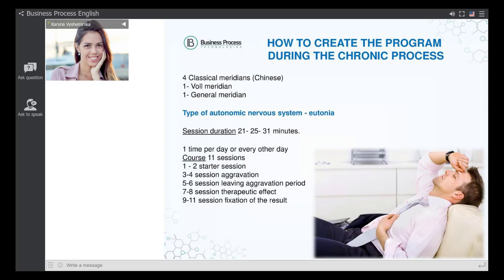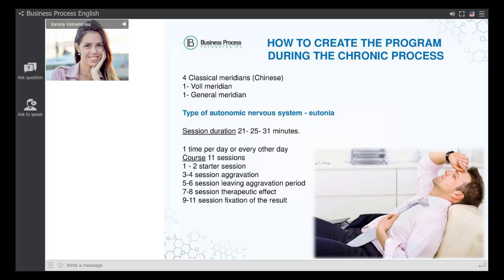So, how often do you need to do it? 1 time per day or every other day? The amount of sessions, 11 sessions. It's very important. We can start and then decide, oh, it's not serious, I don't want to continue, I want to stop, and you decide to stop on your third or fourth or fifth session. I will tell you why you need to do the exact amount of sessions which is written here.